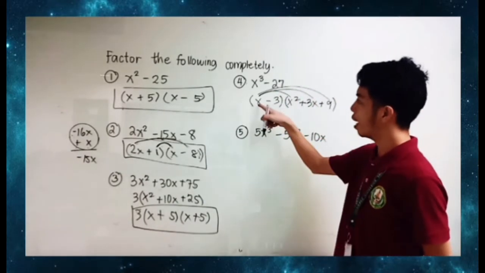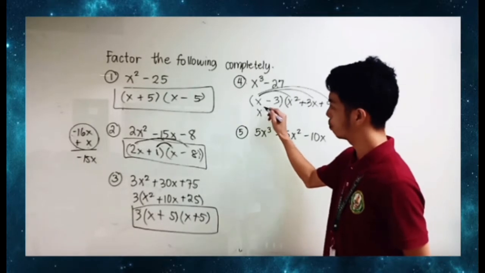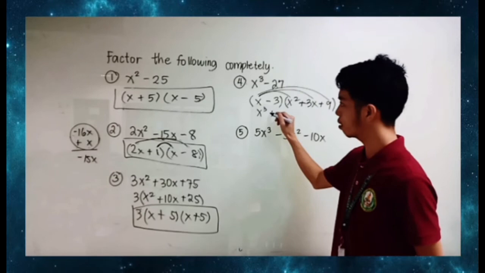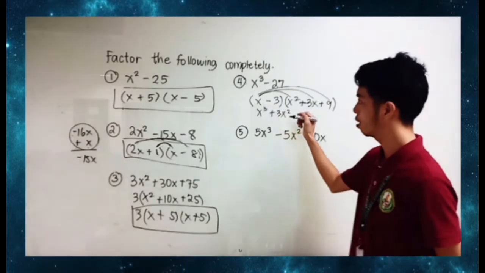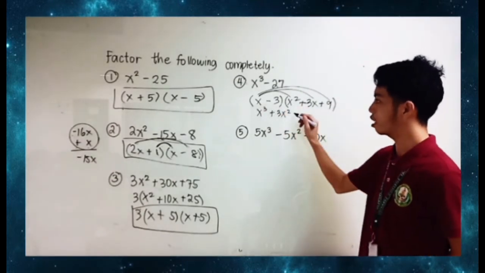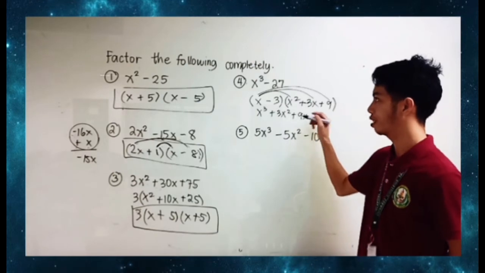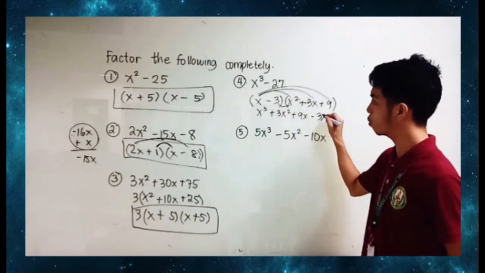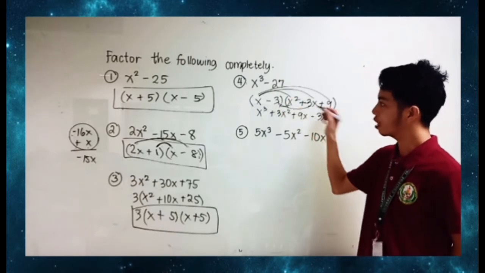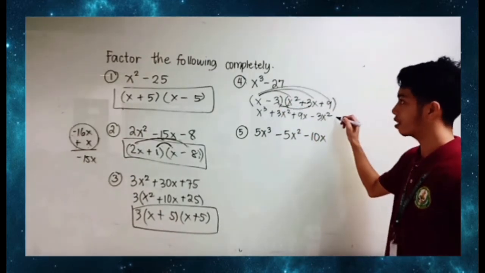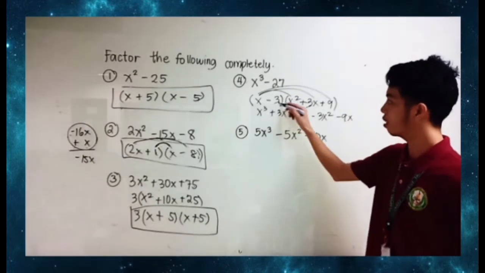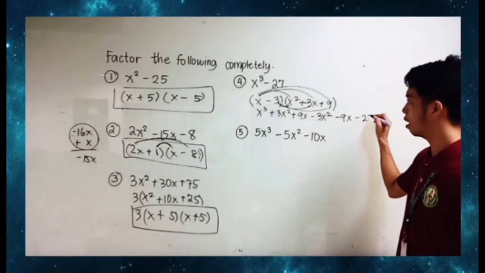Okay? So, x times x squared, you have x cubed. X times positive 3x, that is positive 3x squared. X times 9, that is positive 9x. You have negative 3 times x is negative 3x. Negative 3 times 3x, that is negative 9x squared. Okay? So, negative 3 times positive 9 is negative 27.